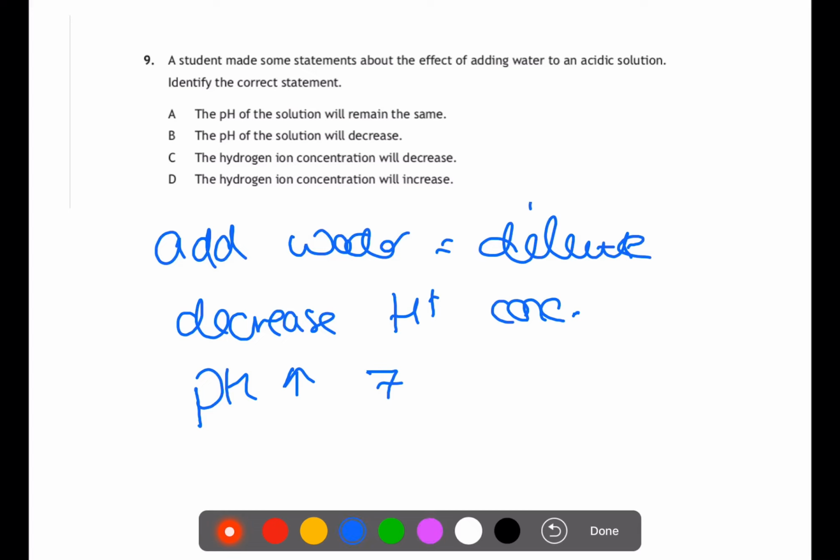So A, the pH of the solution will remain the same, we've just seen it will change. The pH of the solution will decrease. That would happen if you increase the concentration of acid. The hydrogen ion concentration will decrease. This is our correct answer.